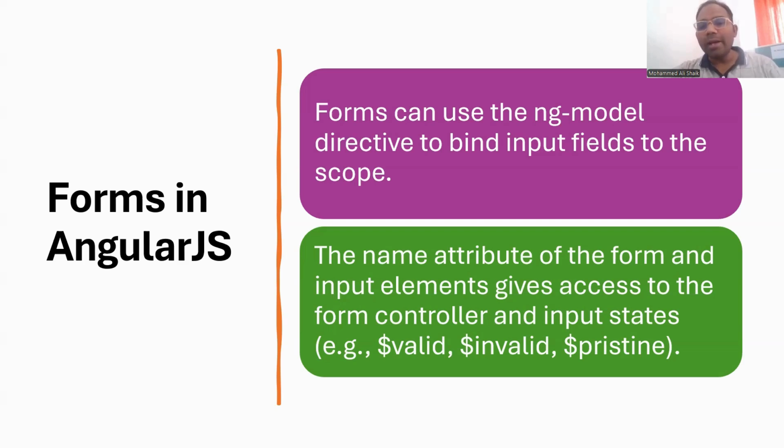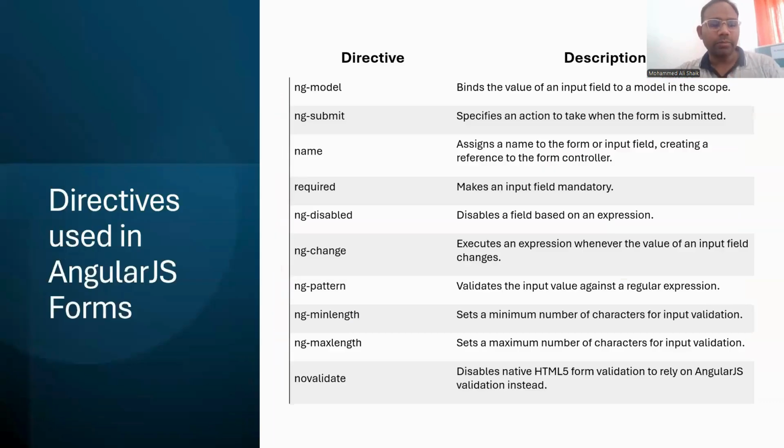Here we use the name attribute of the form and input elements, which gives access to the form controller and input states. For example, we have $valid, $invalid, $pristine, etc. Let us study these things now.